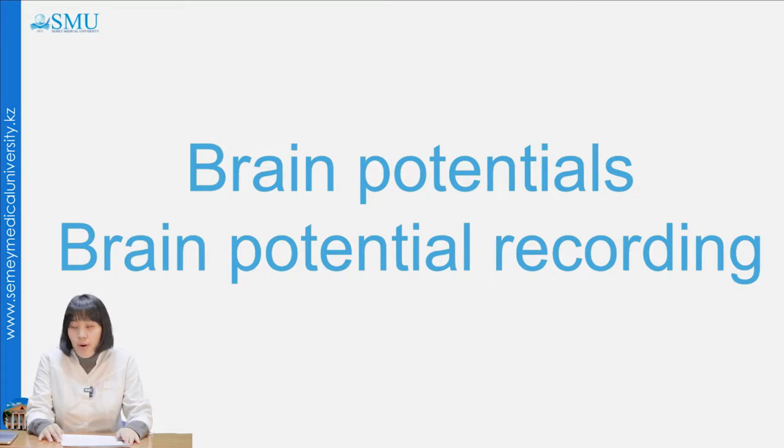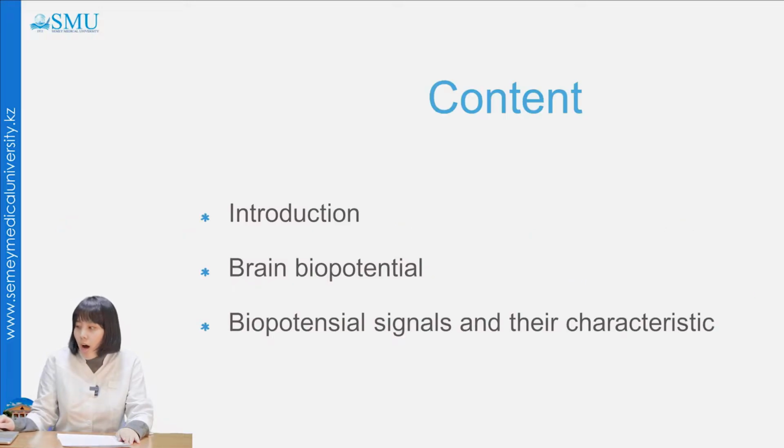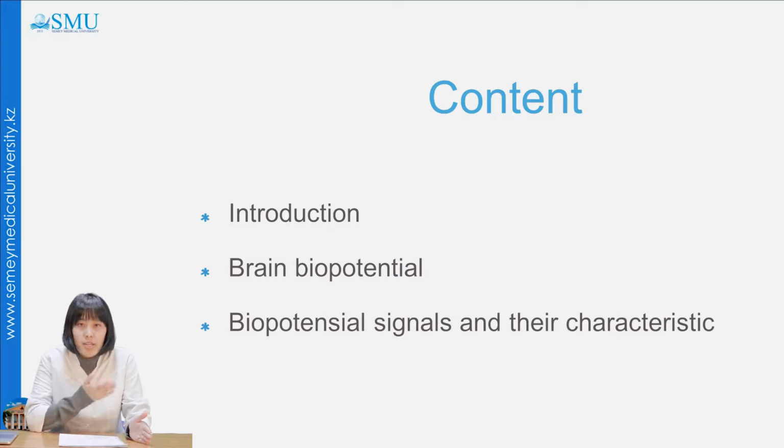Today we will discuss brain potentials and brain potential recordings. Our lesson will include three contents. The first one is the introduction, in which we should discuss biopotentials. The second is brain potentials. In brain potentials, we should talk about the electroencephalogram, because the electroencephalogram is the electrical activity of the brain. The third is biopotential signals and their types. So let's start.